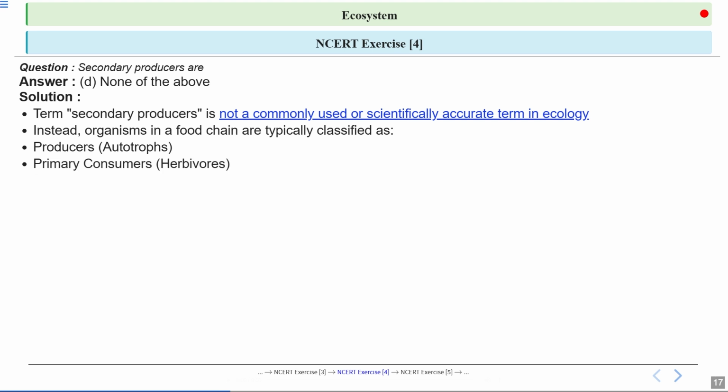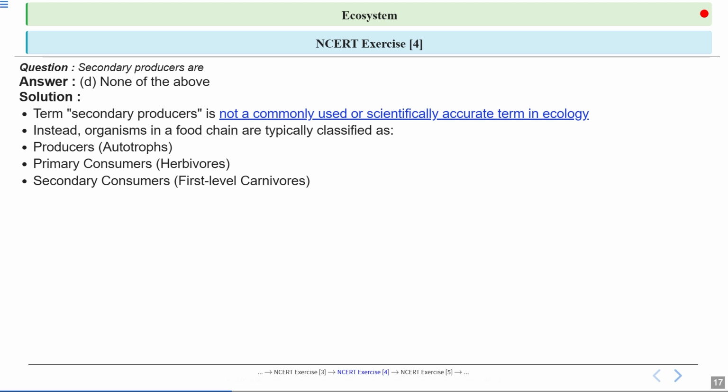Now, primary consumers, these are the herbivores. They are the animals that eat plants. They play an important role in the food chain by consuming producers like plants and algae, which form the base of the ecosystem. Examples include deer, rabbits, and insects. So these are herbivores. Next one are the secondary consumers.